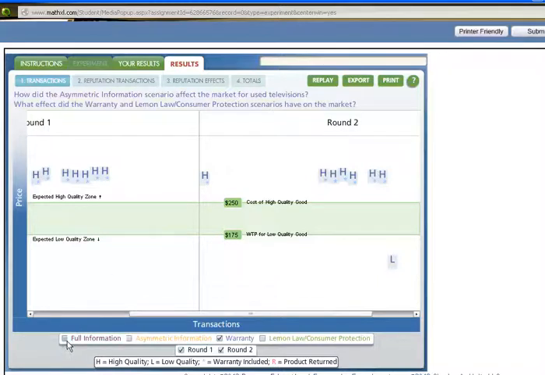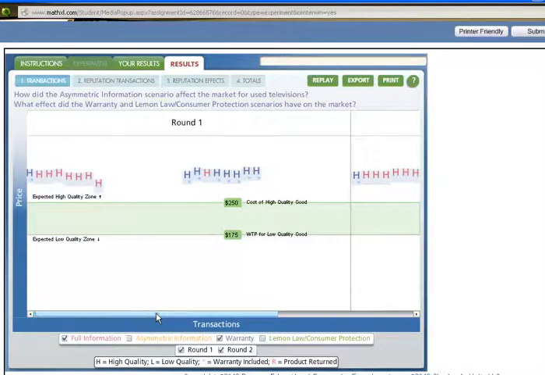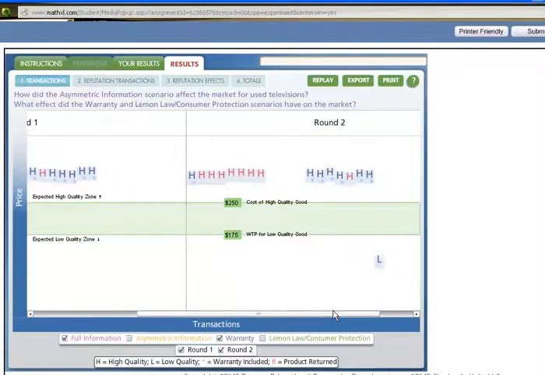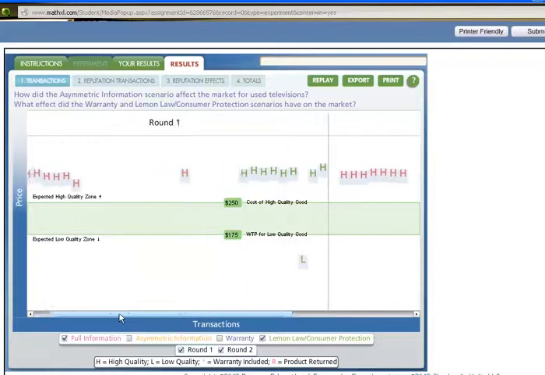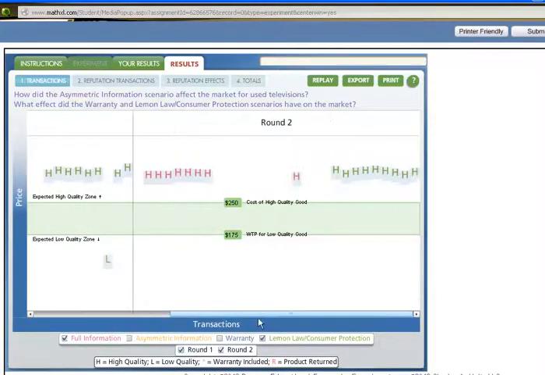And if you compare it to the full information screen, look what we see here. We see virtual replication. High quality goods in pink in the full information round, and in the warranty game the H's are in blue, and we see the same sort of thing. So the purpose of the warranty obviously is to try and bring back that full information. Now if we add in the Lemon's Law, we'll get rid of the warranty here, and you see roughly the same sort of thing. Separating equilibrium, high quality goods introduced.